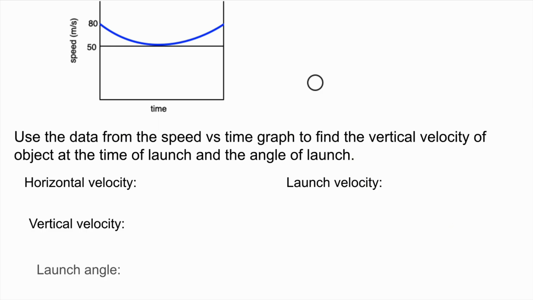So on the AP test, you often get presented with graphs like this. So a speed versus time graph, and asked to make some interpretations about the launch angle or distance travel, whatever, based on that. Okay, so how do we go about doing this?